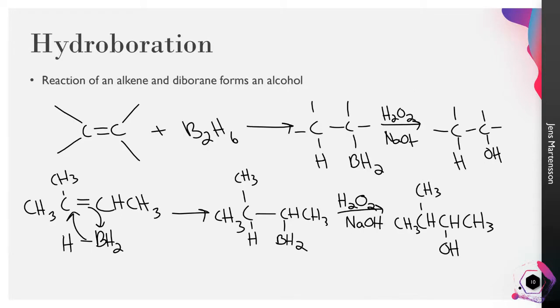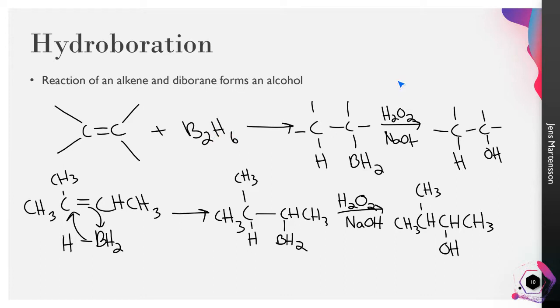Last thing, this is what we've been doing the past few days, hydroboration. This is a reaction of an alkene and diborane to form an alcohol. If there's one thing you learn throughout this entire course, I hope it is how to make an alcohol, because we've learned like 8 ways by now. There's lots of different ways to make an alcohol. This is another one. We react an alkene with diborane, which splits apart into 2 molecules of borane, which is BH3.